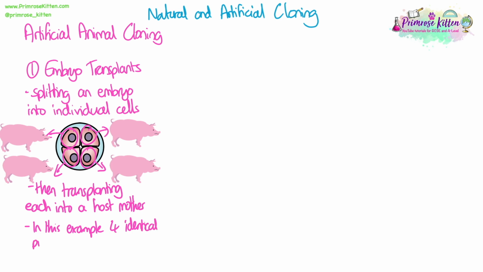So once that starts to happen, we can take individual cells and then transplant them each into a different host animal. In this example, we would get 4 identical piglets, but they would be born from 4 different pigs. Okay, so this is a way of producing identical organisms, clones of each other, but using different host mothers. So they can be born all at the same time.